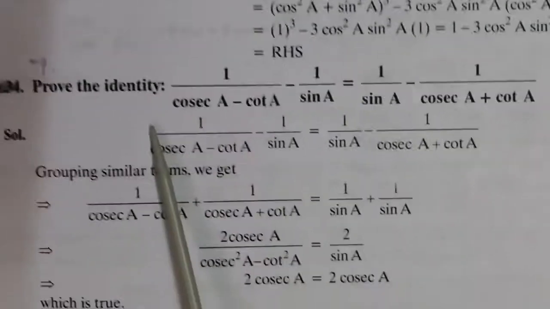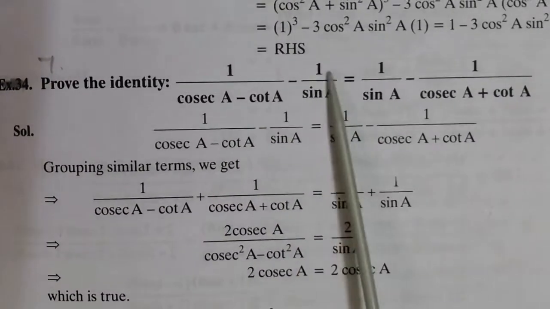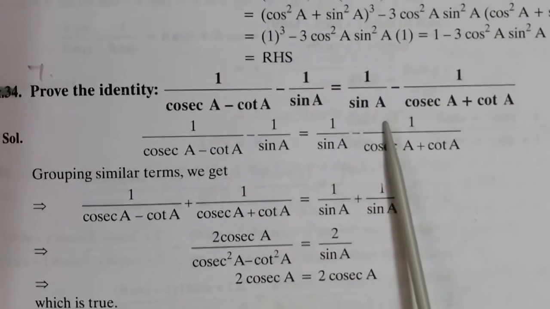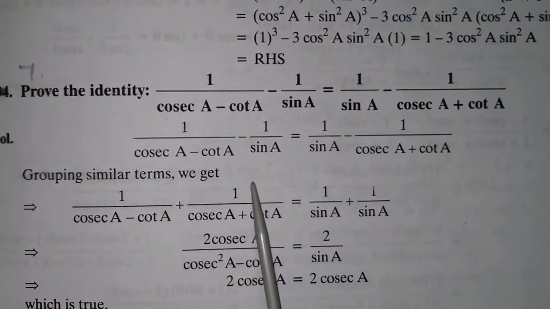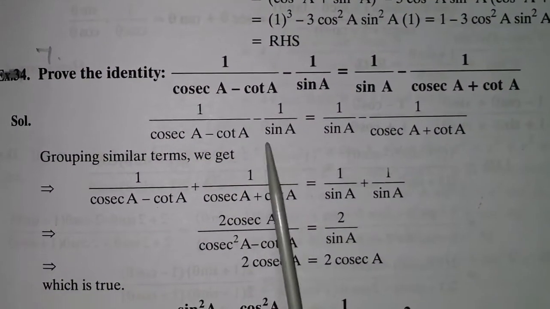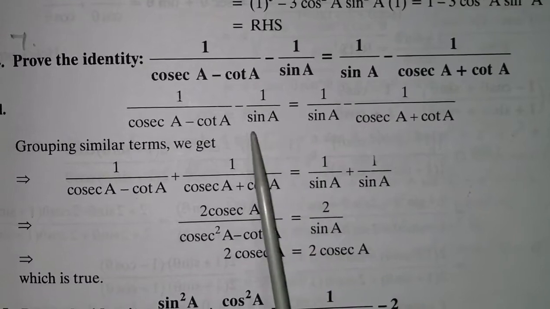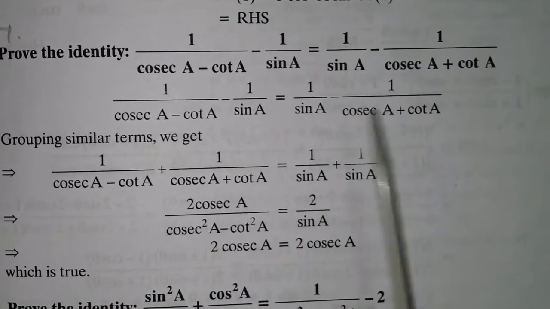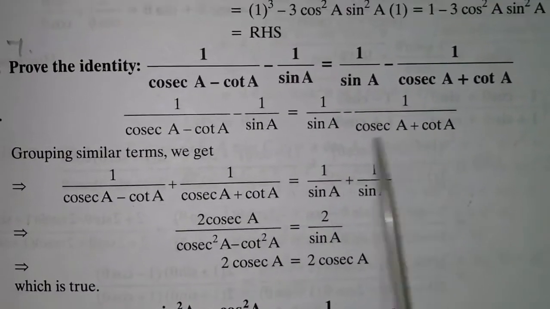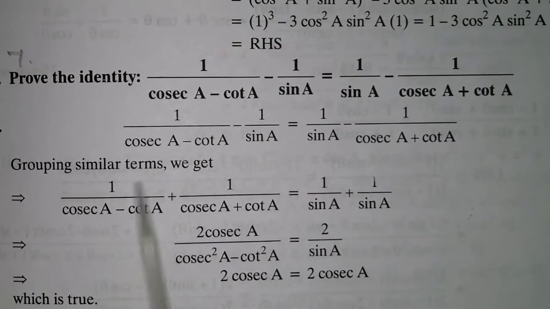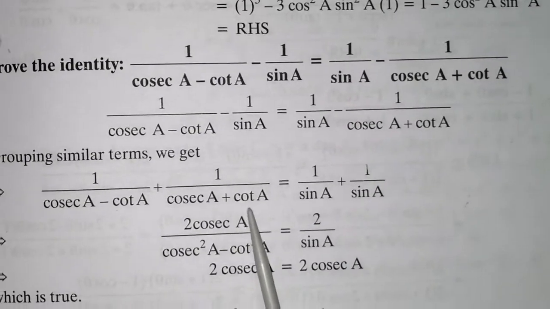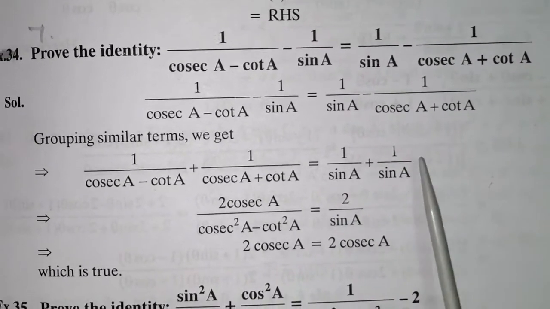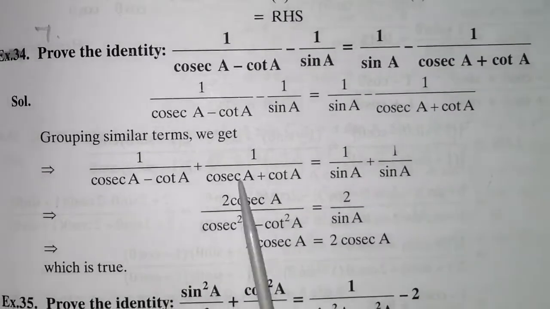Next, again an important question. Prove the identity 1/(cosec A − cot A) − 1/sin A is equal to 1/sin A − 1/(cosec A + cot A). Now, I am solving this by grouping the similar terms. These two are similar, these two are similar. So, group the similar terms on one side. On grouping similar terms, we get 1/(cosec A − cot A) + 1/(cosec A + cot A) is equal to 1/sin A + 1/sin A. Take LCM here.